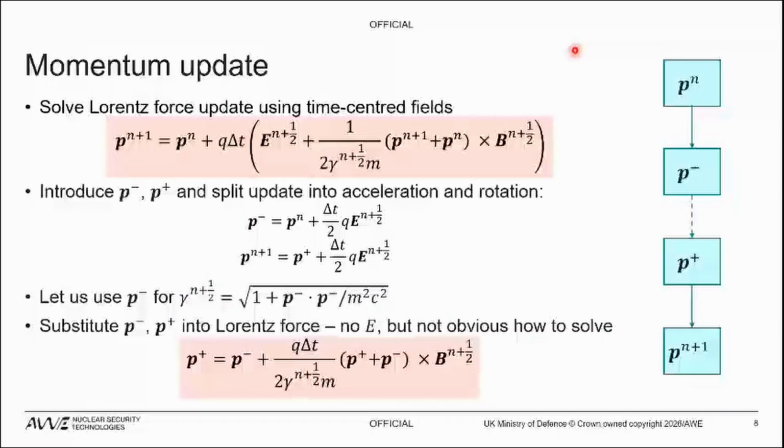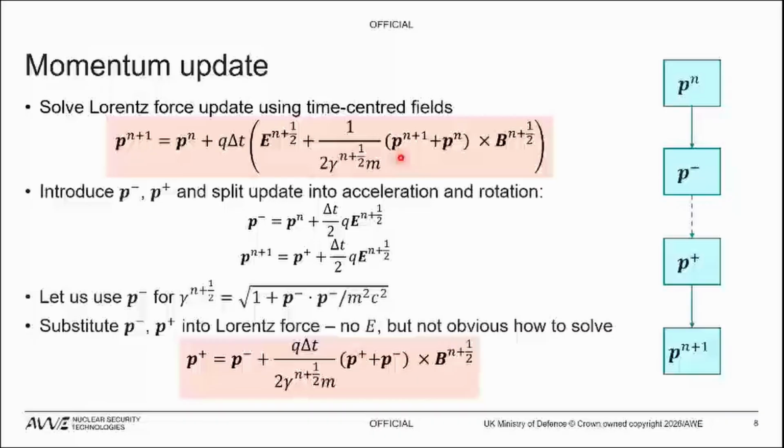So we can use a similar trick to what we did with the field solver and replace the momentum at the half-time step with the average of the momentum on either side. But now we have a bit of a gnarly equation to solve because we want Pn plus 1. It also appears on this side of the equation as well. That's going to be something that's quite complicated.